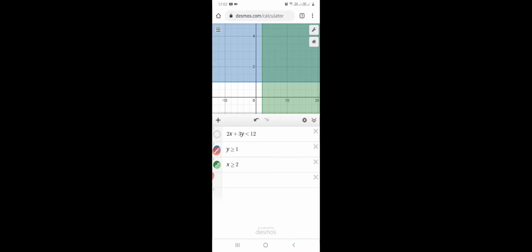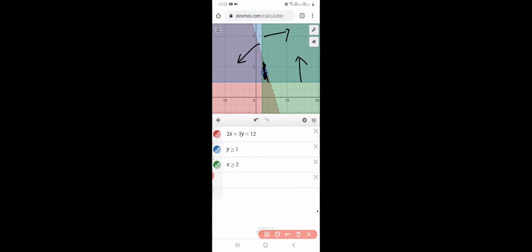Now let me unhide the third one also. So after unhiding the third one, I can see this. Just understand the direction in which it is representing. This is the direction of this one, this is the direction of this one, and this is the direction of the third one. So combining all the three, I can see that the common portion is this small portion.